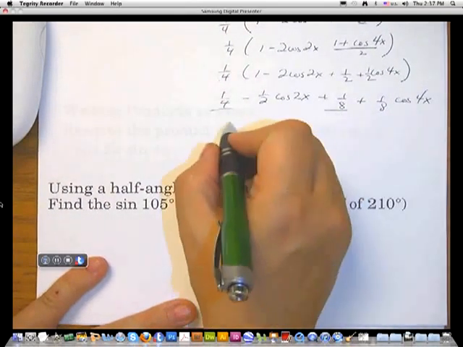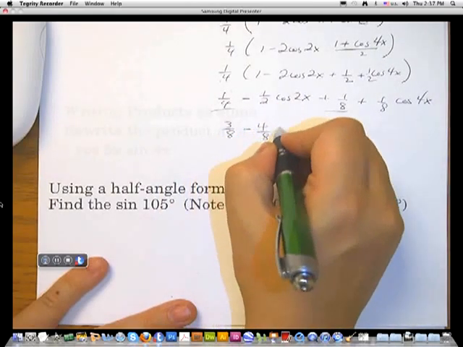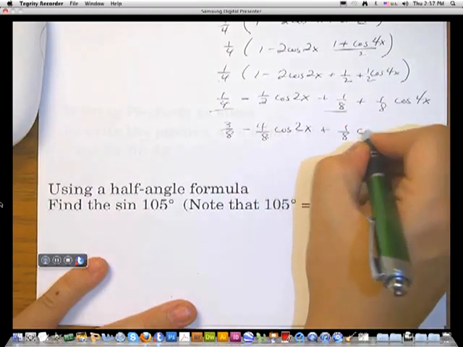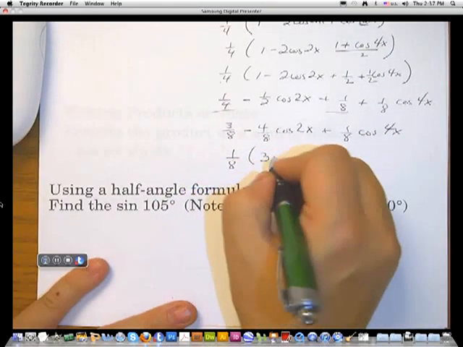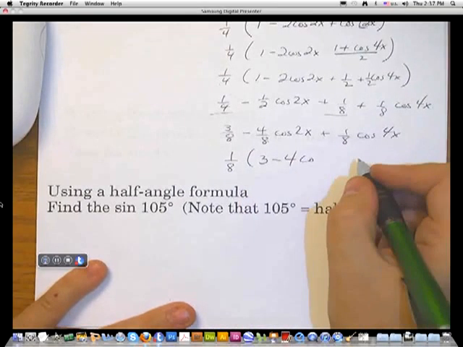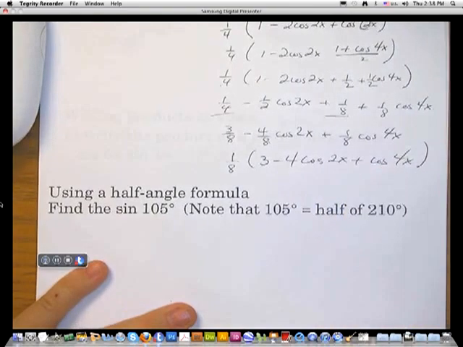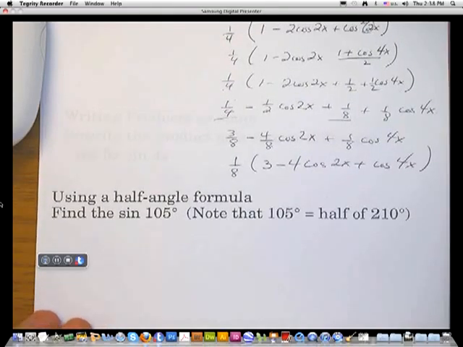Combine, we get 3/8 minus 4/8, common denominator, plus 1/8. And if I take the 1/8, I get 3 minus 4 cosine 2x plus cosine 4x. A lot of steps in there. This is one that's just kind of there for you. You're really not going to have anything this complicated, but it's just good to see how things translate through.